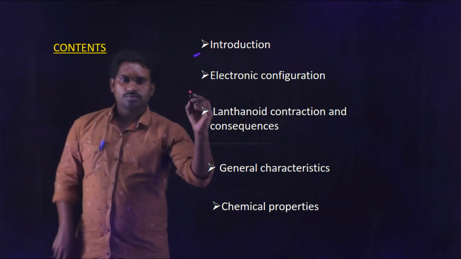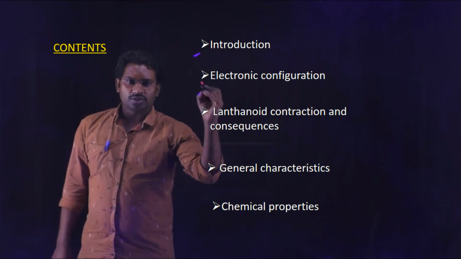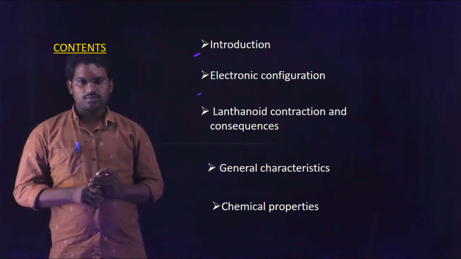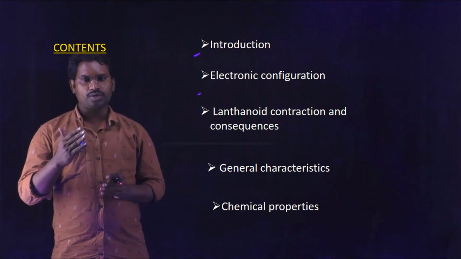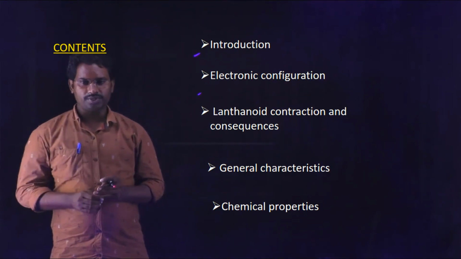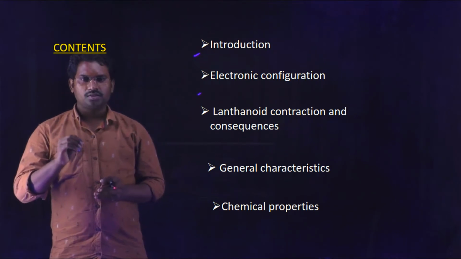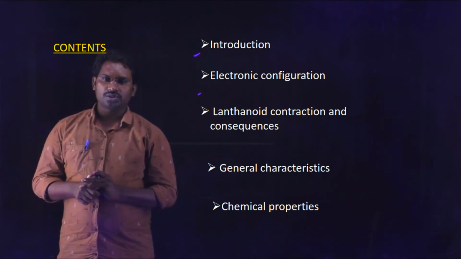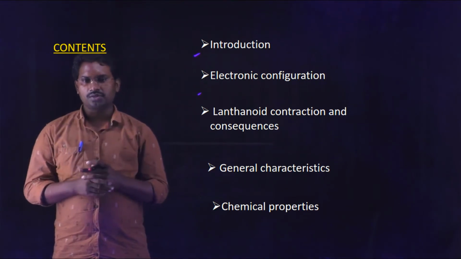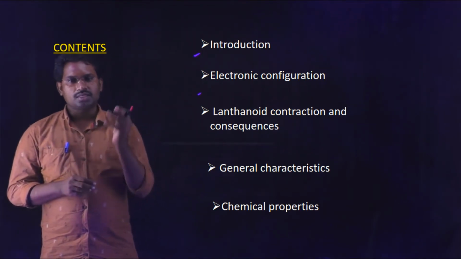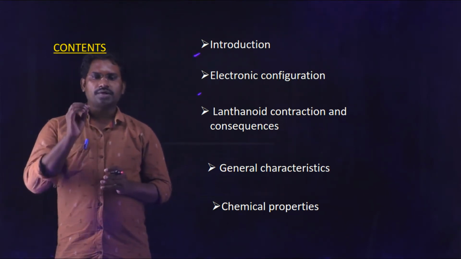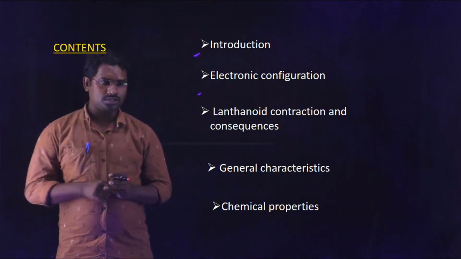And next one, electronic configuration. What is the electronic configuration of lanthanoids? Especially in this video, we are going to focus on the lanthanoid series elements, or simply lanthanoids. What is the general electronic configuration of lanthanoids? Lanthanoids are more stable in a +3 oxidation state. So what is the most favorable electronic configuration when the lanthanoid ions possess +3 oxidation state?